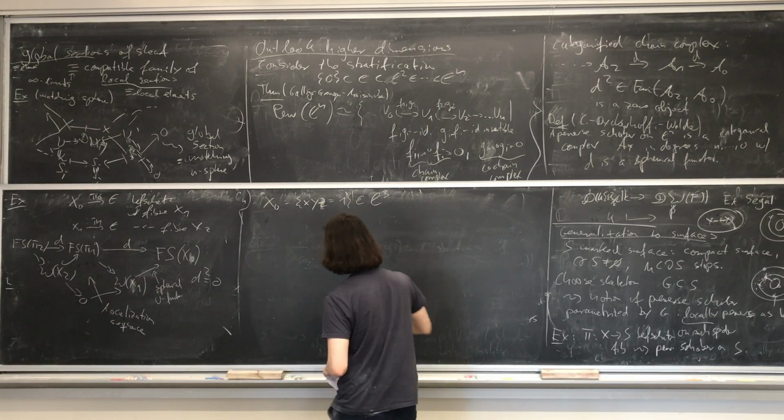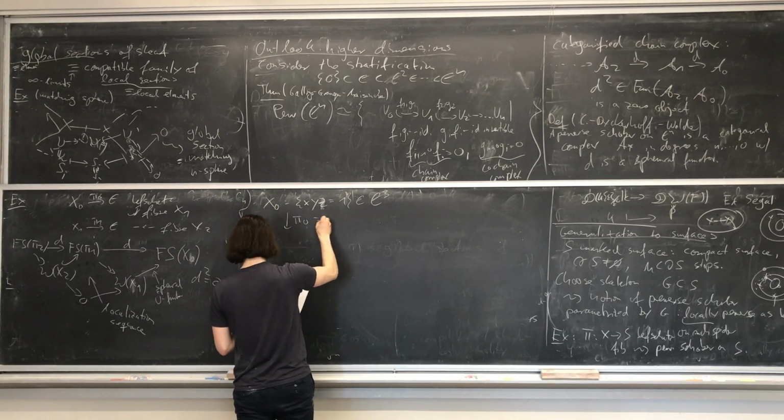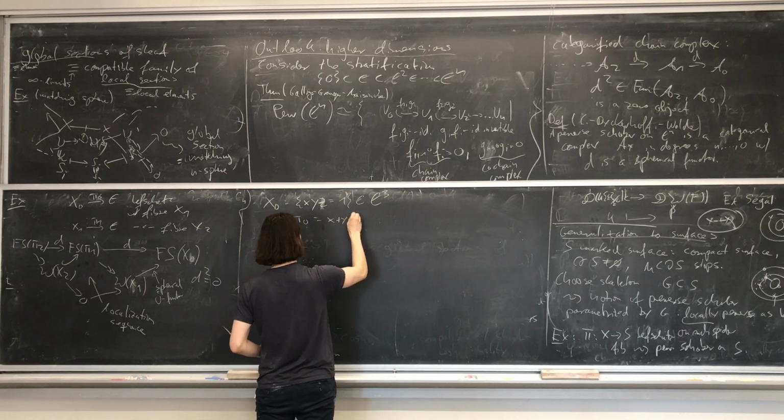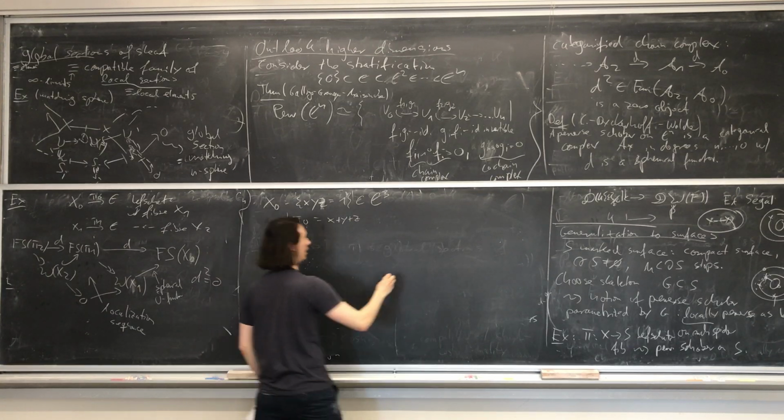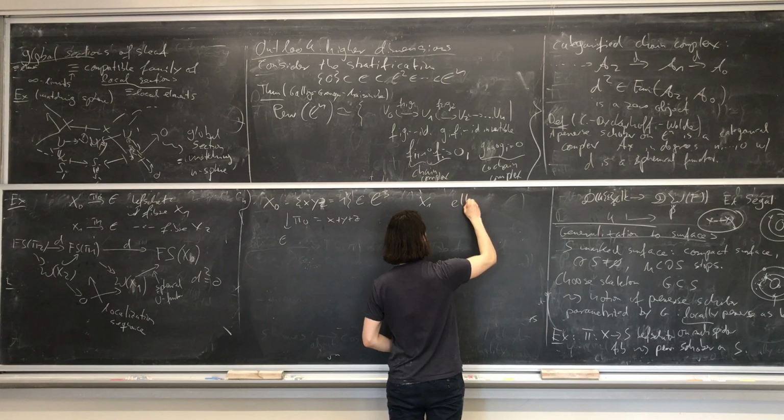So let's do this with the Lefschetz fibration. Pi 0 is x plus y plus z, and then x1 will be an elliptic curve.